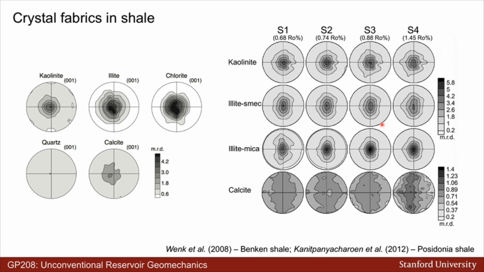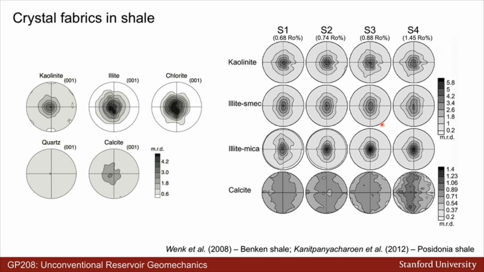So this is some X-ray goniometry work, which is using X-rays to identify both the mineral phases and how well those minerals are crystallographically oriented inside the rock. Here are 2 examples: on the left from the Benken Shale and on the right from the Posidonia Shale.